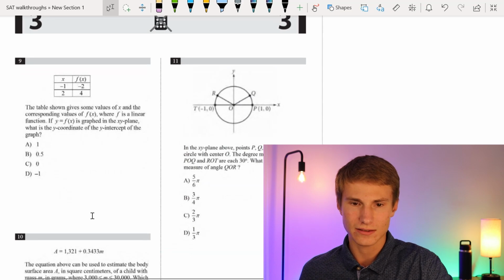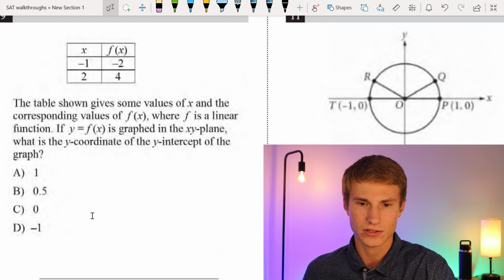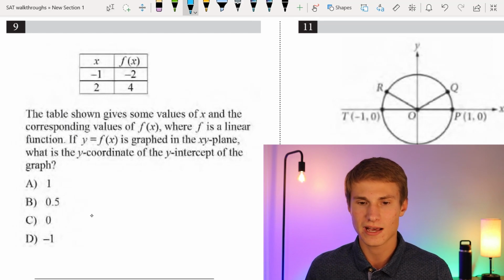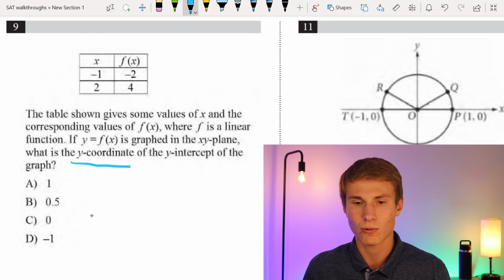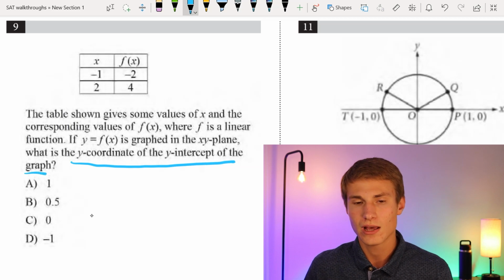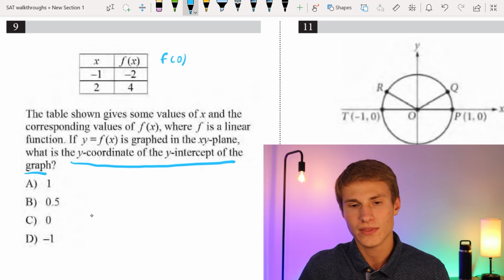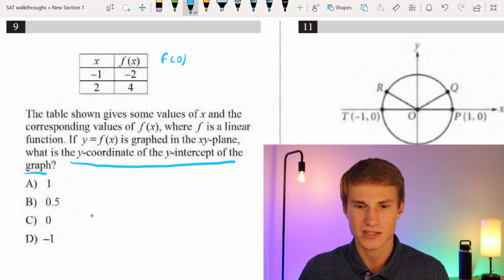So we've got the table gives some values of x and the corresponding values of f of x, where f is a linear function. If y equals f of x is graphed in the xy plane, what is the y coordinate of the y-intercept of the graph? Keep in mind your y coordinate is where you have f of 0, so where x is 0. Now we know that this is a linear function because it told us that.